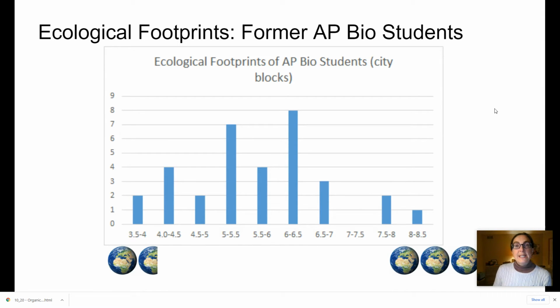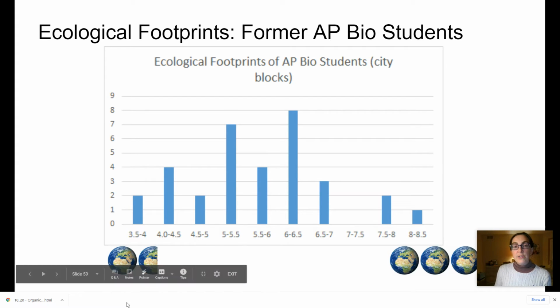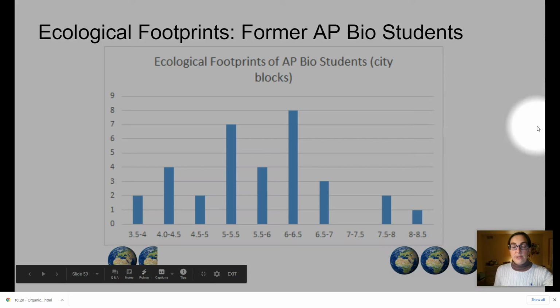Here you can see some of the ecological footprints of some former AP Bio students. This is a graph I had, I think, from last year. We used a slightly different quiz yesterday, but the idea was the same. An ecological footprint quiz is measuring how much of the earth it takes to sustain your lifestyle, the food that you eat, the ways that you travel, the goods and services that you use, what it takes to support you. And the one that we used previously measured that in city blocks, and it also measured it in how many planet Earths it took to sustain your lifestyle.